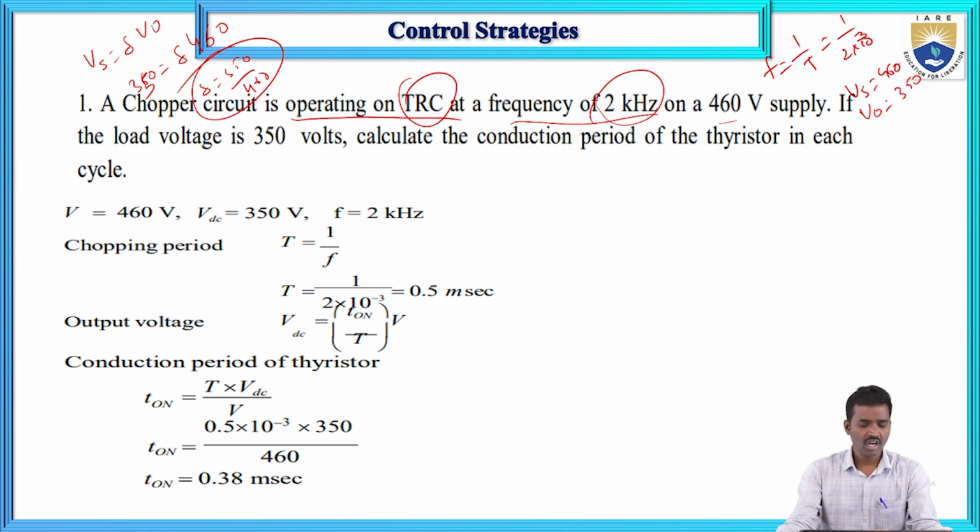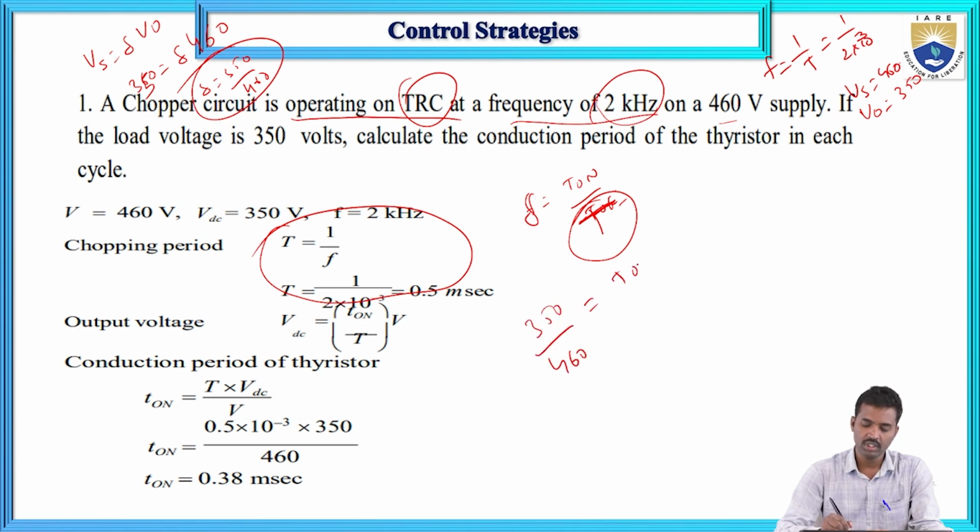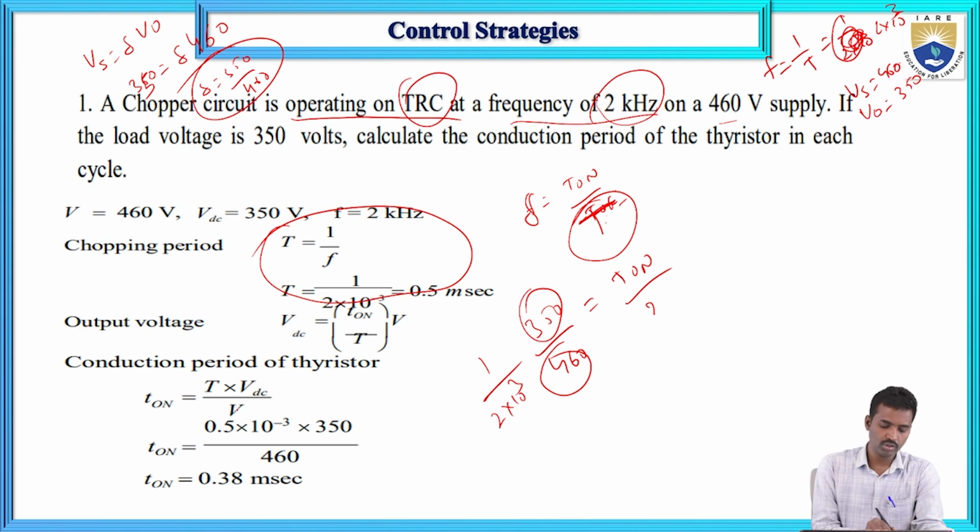So after getting the delta value, this is the time period T. Delta equals T on by T. Here T is given, delta equals 350 by 460, that equals T on by T, and the frequency f equals 1 by T. Here T equals 1 by 2 into 10 power 3.